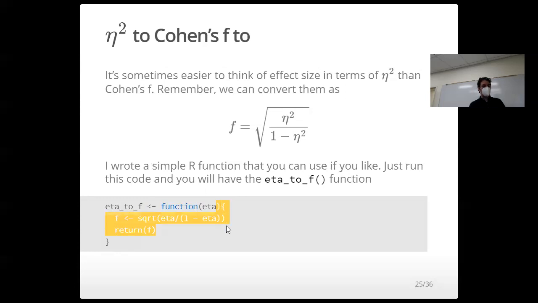Then inside curly brackets, I write what the function is going to do. Here I'm writing, I want the square root of eta divided by 1 minus eta to be my f. So this is referencing this variable here, and then it's returning a new variable here. And then I have to return what I want the function to output. So this function is going to take this and give me this. It's essentially just doing this formula for me, a simple function to help me so I don't have to do the math every time.